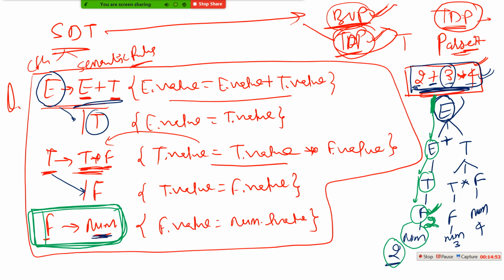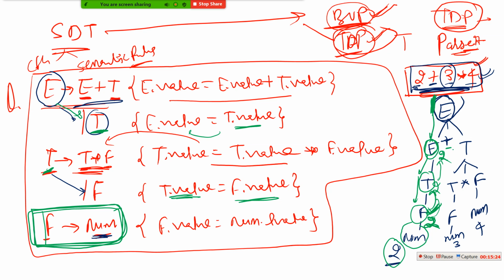Now this F dot value will be passed to T dot value according to this transition. So this 2 value will be passed here. Again, this T value will be passed to E using this transition. Now this E consists of 2.